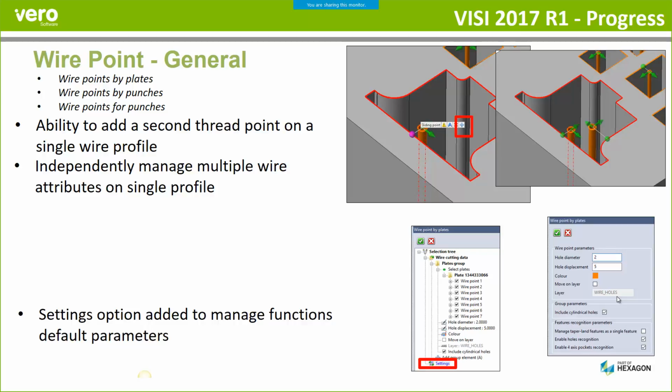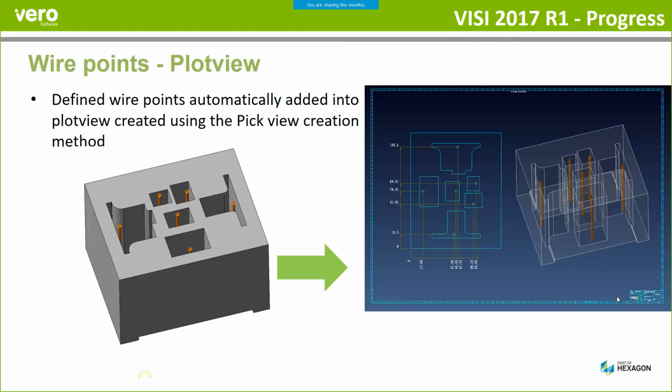You can independently manage multiple wire attributes on a single profile, and also settings options have been added to manage functions and default parameters. So there's a new option now just at the bottom of the interface for making setting adjustments. And like I say, this data is passed to the wire CAM function, and all the start positions are also automatically passed to the plot view.